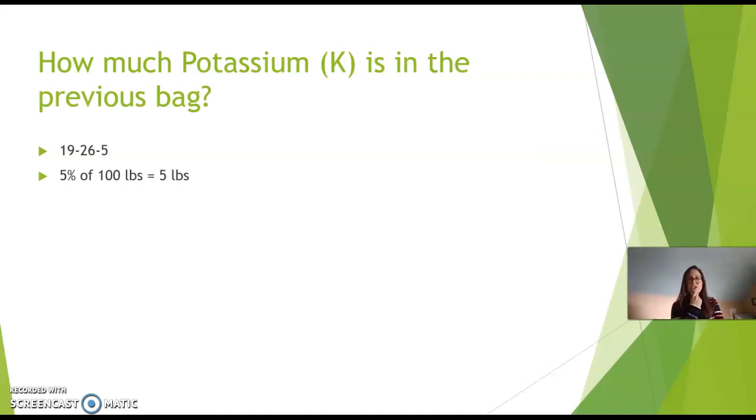Now, here's a quick check for you. How much potassium is in the previous bag? Remember, the numbers are in the order NPK, and we're looking at potassium, which has K. We're looking at the 5 there. So the 5 in percent form, the decimal would be after the 5. We move it over 2 spots to the left to get it into its decimal form. 0.05 would be the percentage if we wanted to do that. So 0.05 times 100 would be 5 pounds.